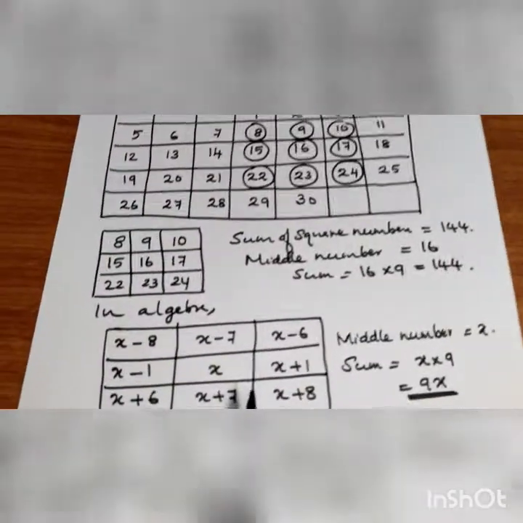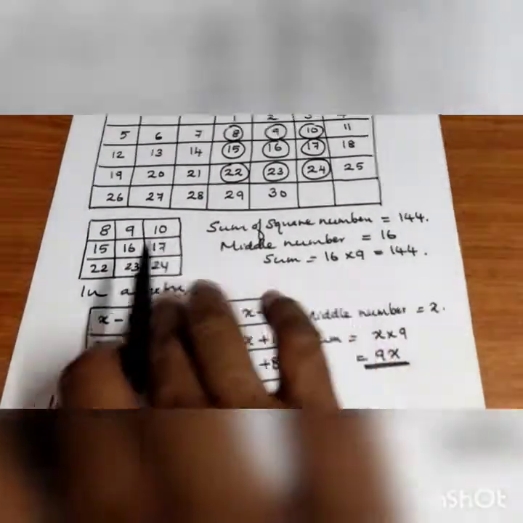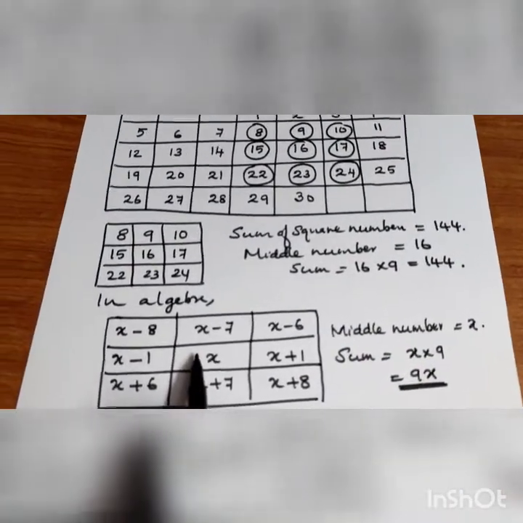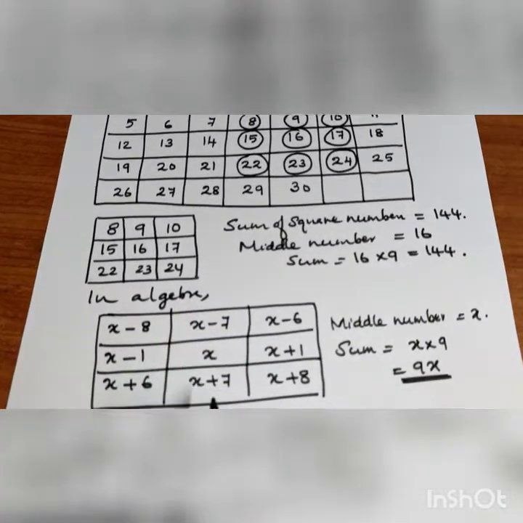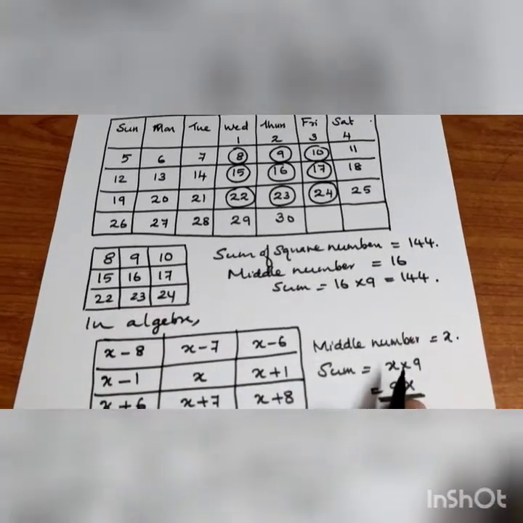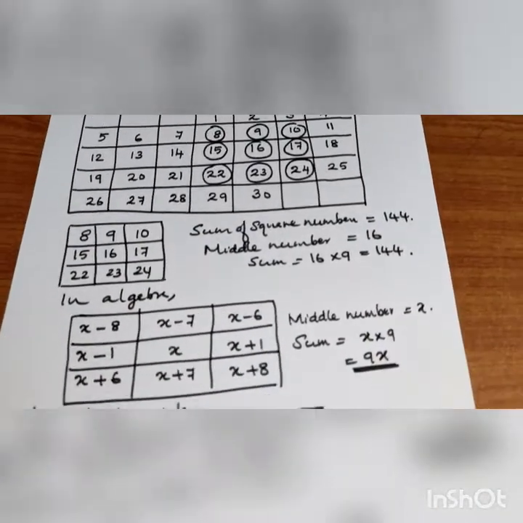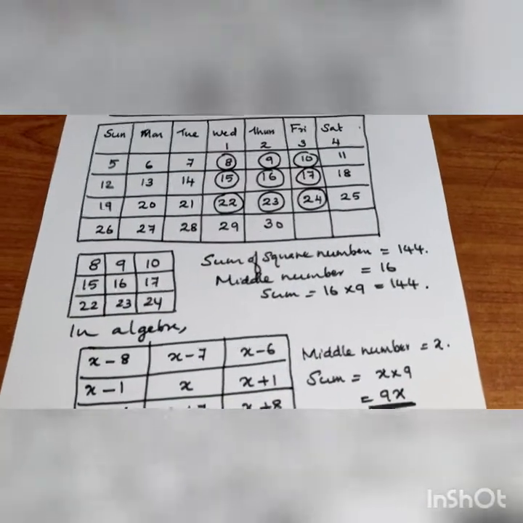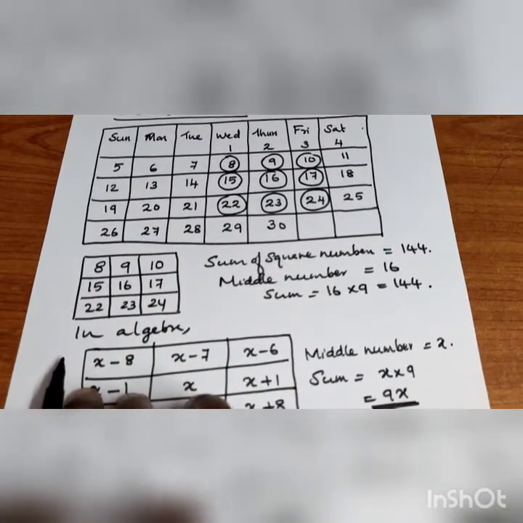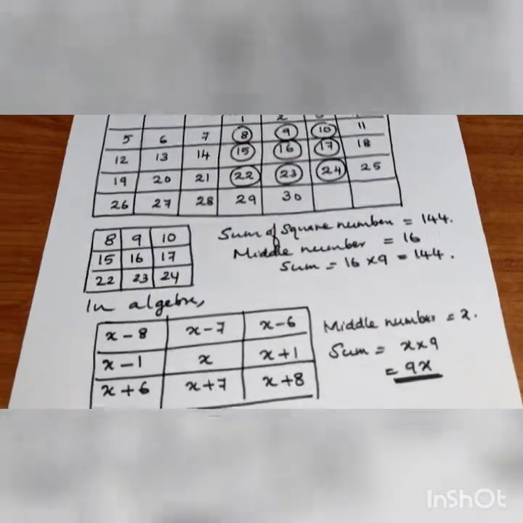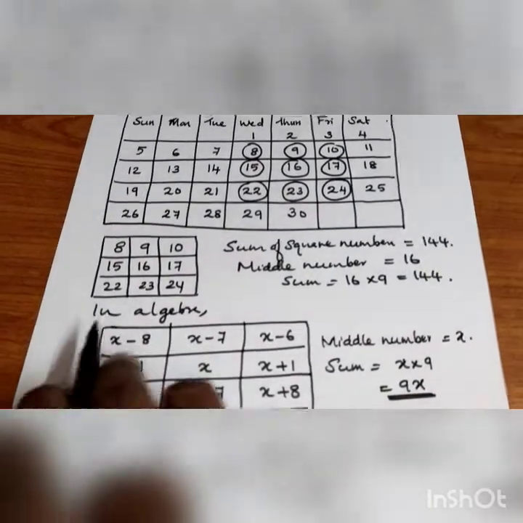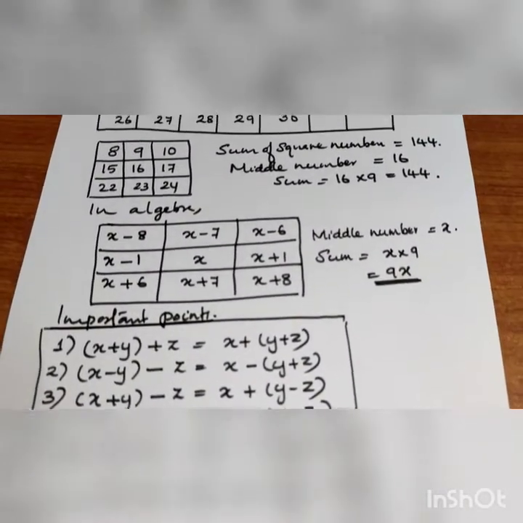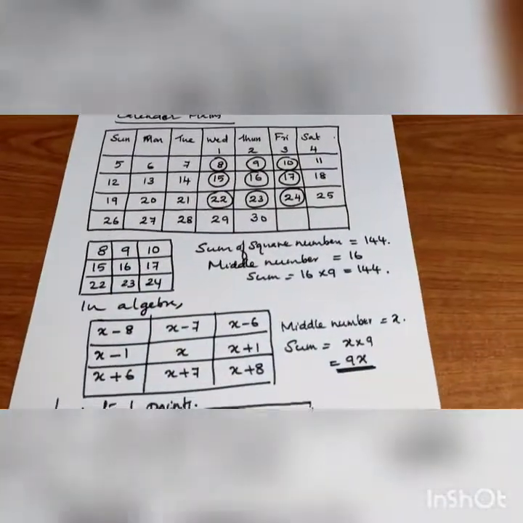Here you can write that first you write the numbers in ascending order. Then the middle number is x. Then top is x minus 7, bottom is x plus 7. Right is x plus 1, left is x minus 1. Top right x minus 6, bottom left x plus 6. Top left x minus 8, bottom right x plus 8. Here the middle number is x. Then adding all these 9 numbers, we get the answer 9x. That's all about calendar math.